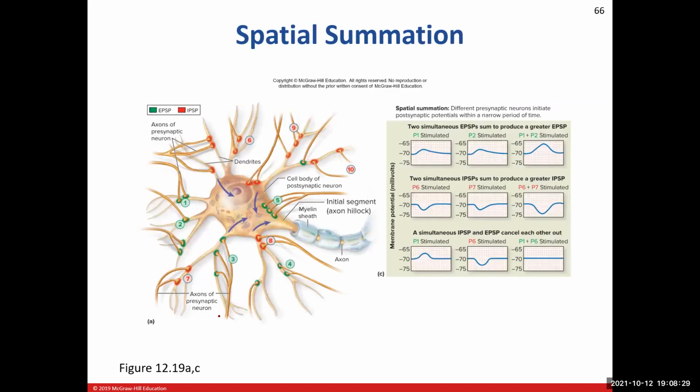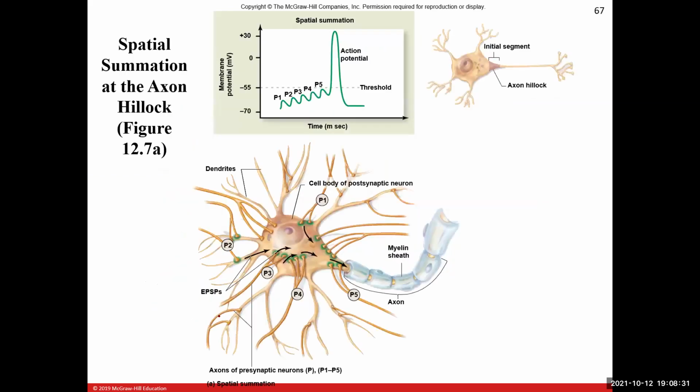So here's the spatial summation. Here it is again. And so you can see all these different neurons here generating their miniature graded potentials there. And they just add up, one on top of the next, on top of the next, on top of the next. And so it gets us ever so closer to the threshold value until we get that threshold value in the axon hillock, and bam, we have an action potential.